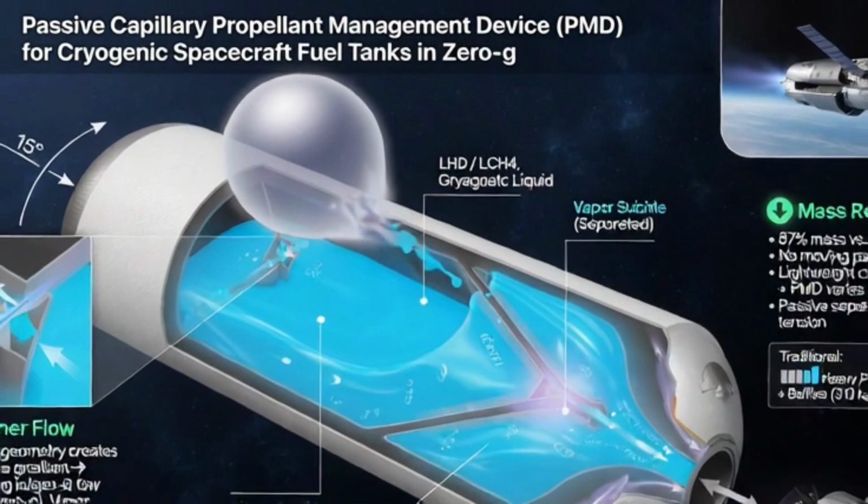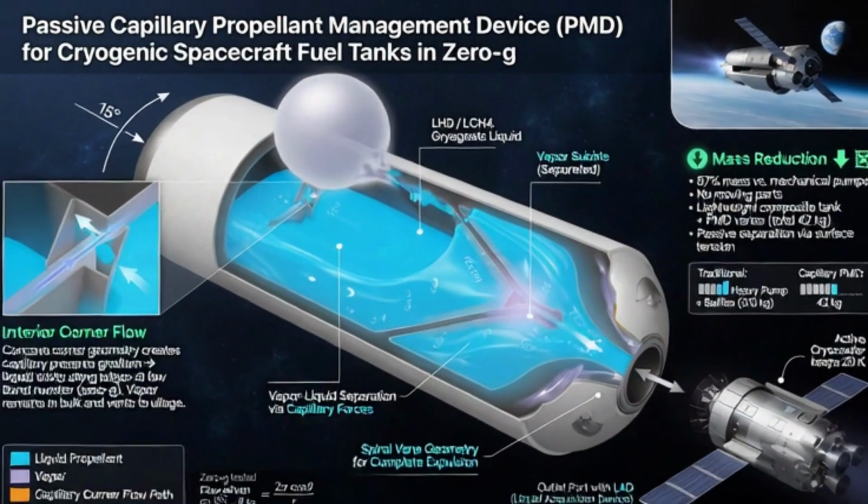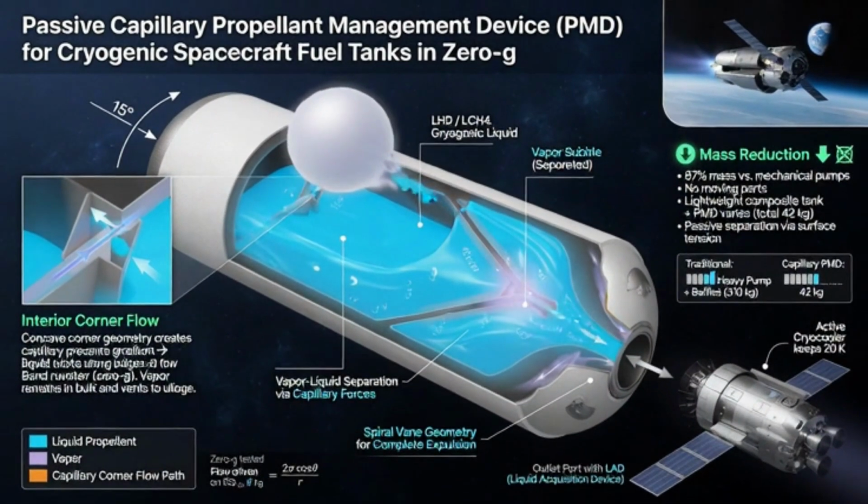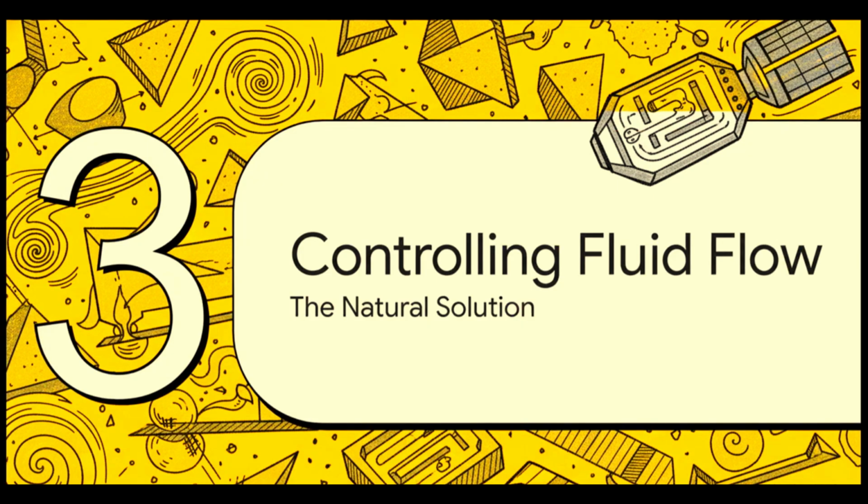Understanding this fluid inertia is absolutely crucial because it's the only way we can actually control bubble growth without the help of gravity. Section 3. Controlling fluids with geometry, the natural solution.